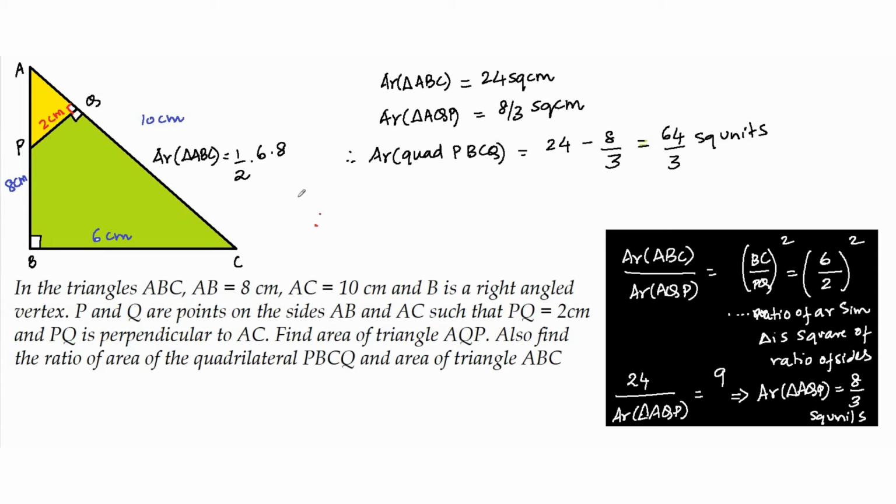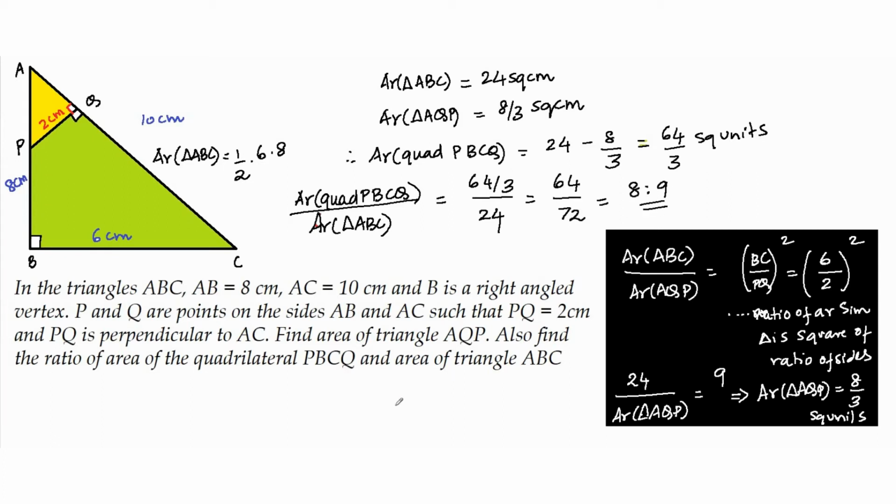And therefore, the ratio of the area of quadrilateral PBCQ to the area of triangle ABC will be given as 64 upon 3 divided by 24. And you will find that this is 64 upon 72, which is 8:9. So the ratio of the area of quadrilateral PBCQ to the area of triangle ABC is 8:9.